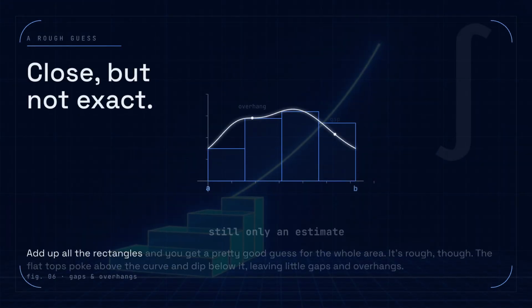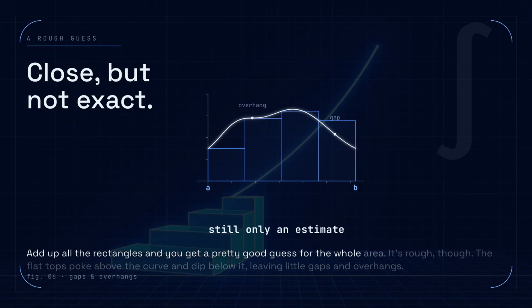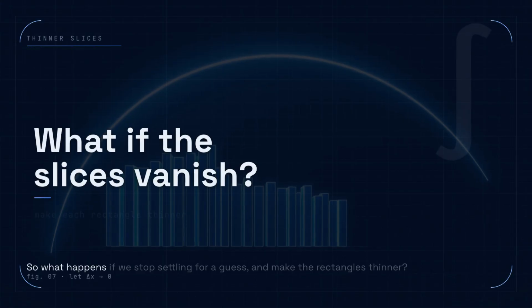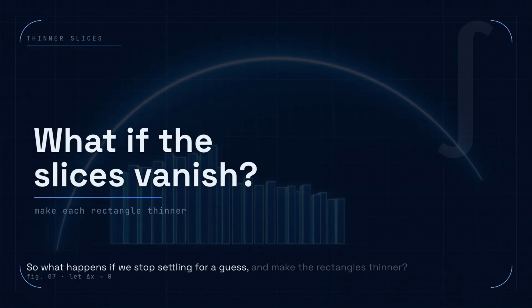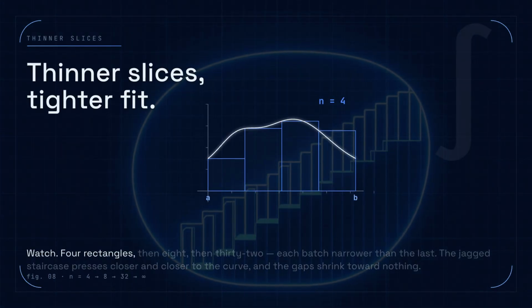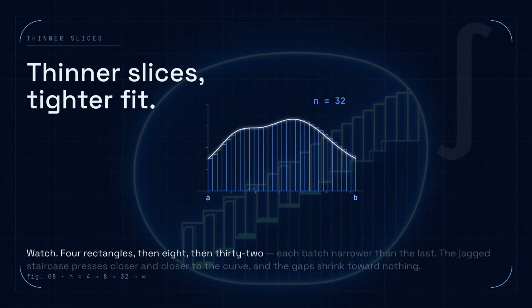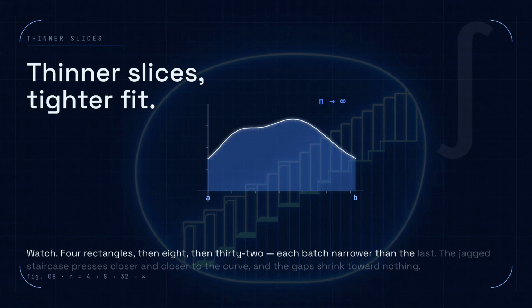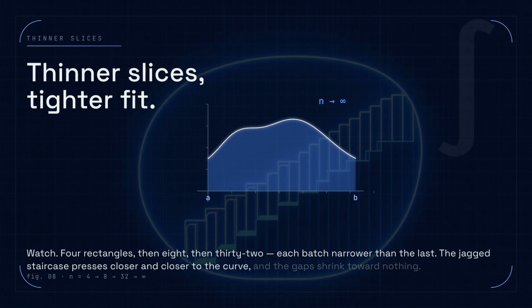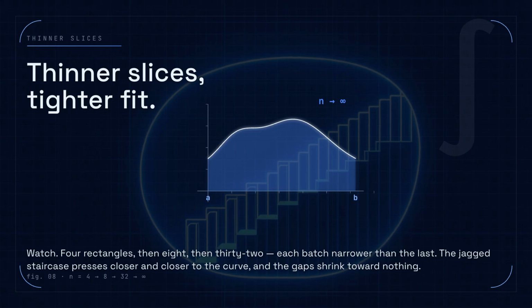Add up all the rectangles and you get a pretty good guess for the whole area. It's rough though. The flat tops poke above the curve and dip below it, leaving little gaps and overhangs. So what happens if we stop settling for a guess and make the rectangles thinner? Watch. 4 rectangles, then 8, then 32, each batch narrower than the last. The jagged staircase presses closer and closer to the curve, and the gaps shrink toward nothing.